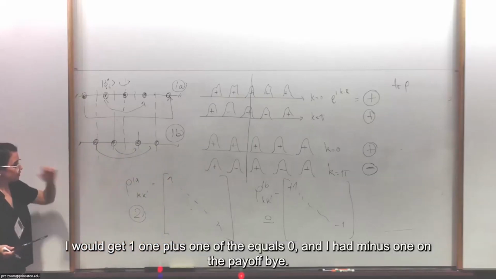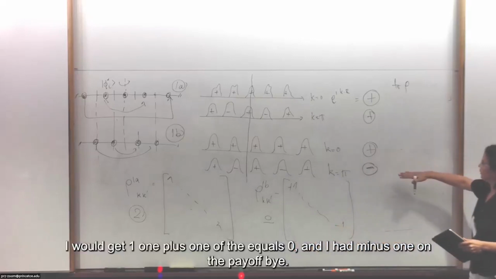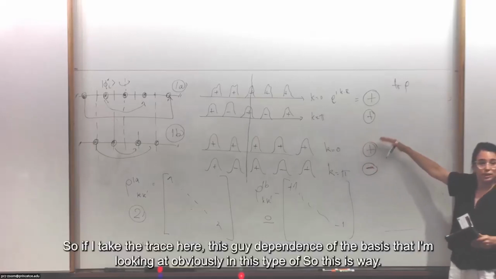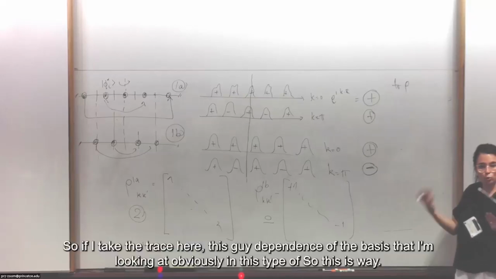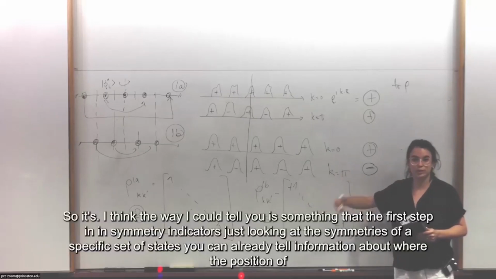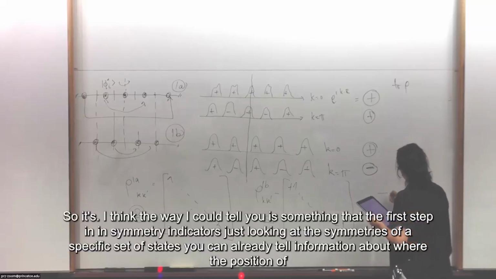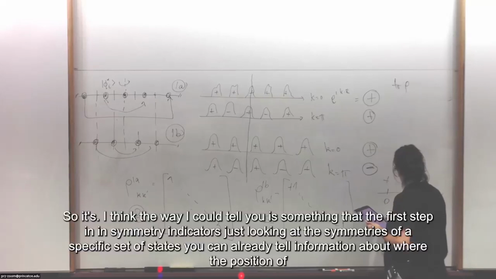So basically what this tells you is the first step in symmetry indicators. Just looking at the symmetries of a specific set of states, you can already tell information about where the position of the atoms are. In particular, what is the expectation value of the position operator, or what is the Z trace? So you can just look at 0 and pi. In the 1A case, you would have plus plus, and in the 1B case, you would have plus minus.